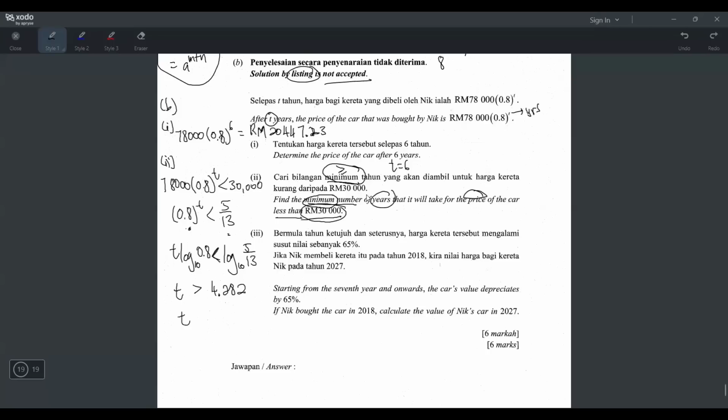Sekarang baru you tengok ini minimum number of years. So what is the minimum number of years that it will take for the price of car to be less than 30,000? So 5. Yeah, 5 years. Okay.